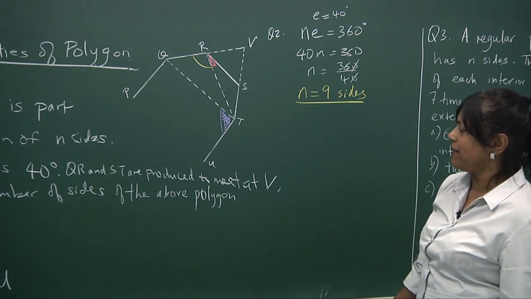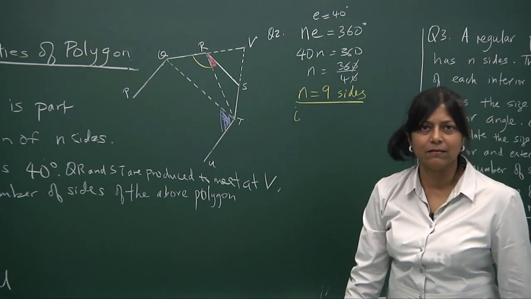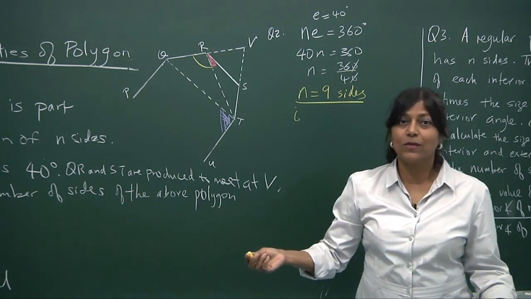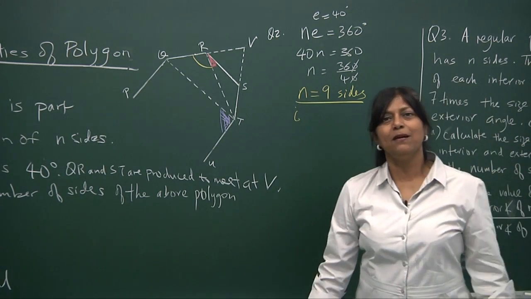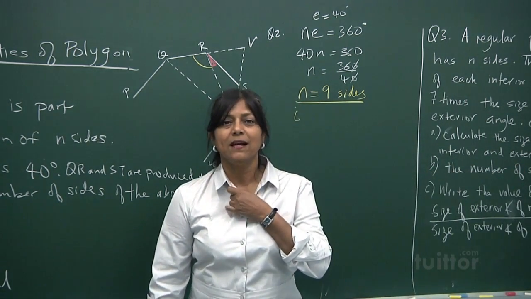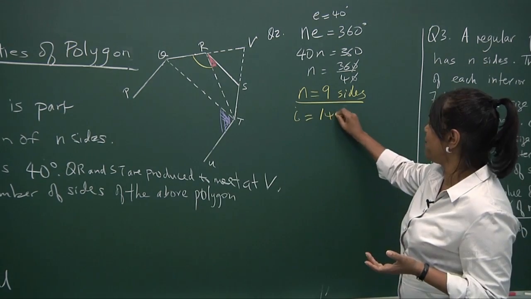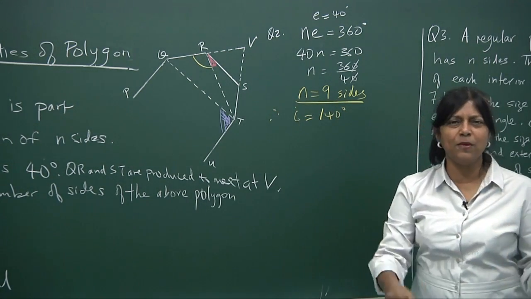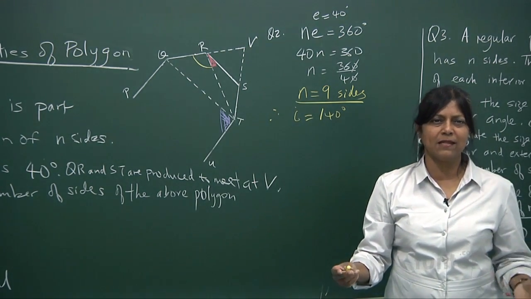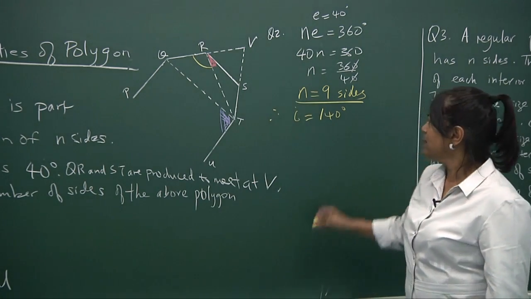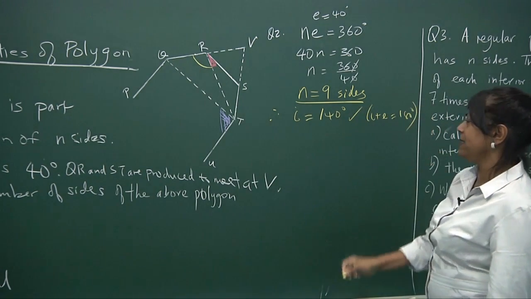Well, they want to find angle SRT, the red shaded part. What will be the interior angle? You know the exterior is 40. The interior angle is 140, because interior plus exterior gives 180 degrees, so you take away the 40 and get 140 degrees. You don't have to work the formula n minus 2 times 180 divided by n, substituting n as 9 sides. We know why: because interior plus exterior is 180 degrees.